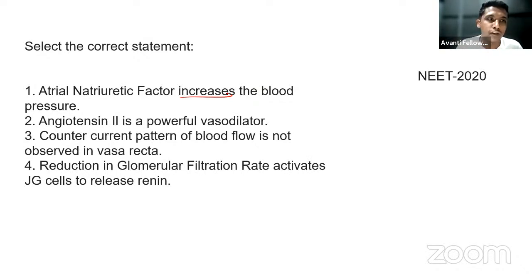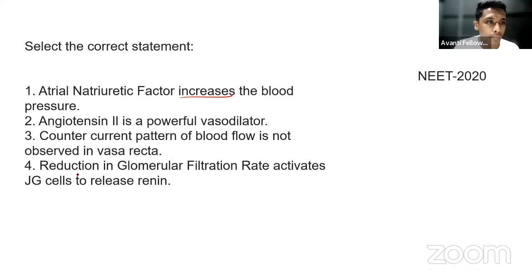The second option: angiotensin 2 is a powerful vasodilator. Is it? No, right? Angiotensin 2 is a powerful vasoconstrictor. That is why, in the first place, renin is released to increase the glomerular filtration rate. So the second option is wrong. Next, the third one: countercurrent pattern of blood flow is not observed in vasa recta. The arrangement of vasa recta on the loop of Henle creates a countercurrent mechanism that helps in concentrating the urinary filtrate. So the third option is also wrong.